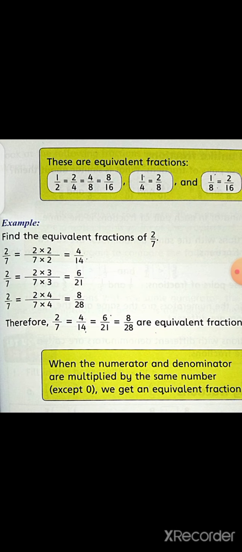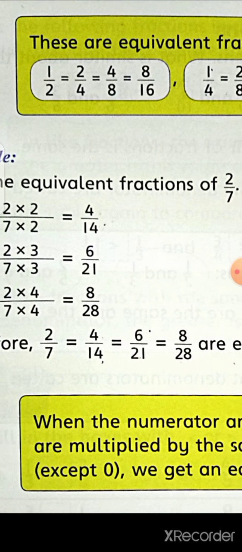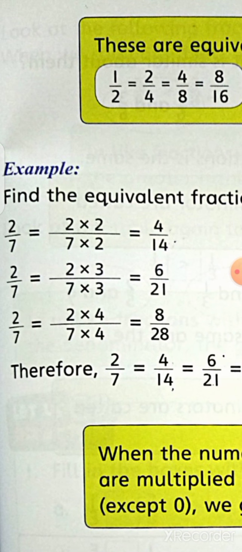Example, find the equivalent fractions of 2 over 7. 2 over 7 is equal to, multiply the numerator and denominator by the same number, you will get the new fraction, that is, equivalent fractions. 2 into 2 is equal to 4, 7 into 2 is equal to 14, so 4 over 14 is the equivalent fraction of 2 over 7. When you multiply 2 over 7, numerator and denominator, by the same number 3, you will get 6 over 21.